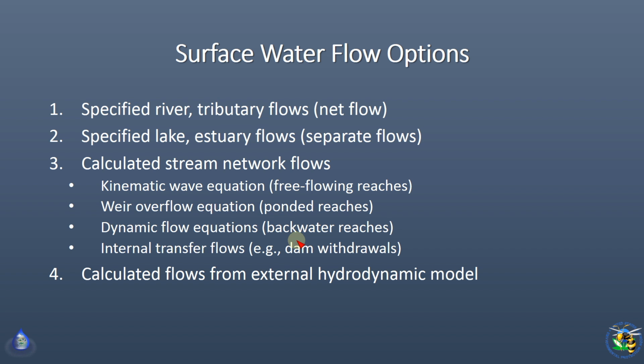You also can have dynamic flow where you have backwater. So flow is not just a function of slope, but it's a function of water surface slope or water surface elevation. So you can actually have backwater effects, tidal effects that the model will calculate. You also have the ability to have internal transfers of flows where you can transfer water from one segment to another by using a time series. It could be used to mimic dam releases or water withdrawals. And the last one is you can get the calculated flows from an external hydrodynamic model.